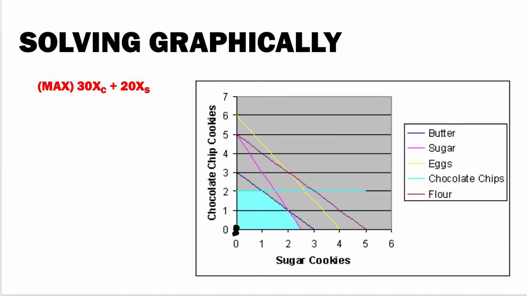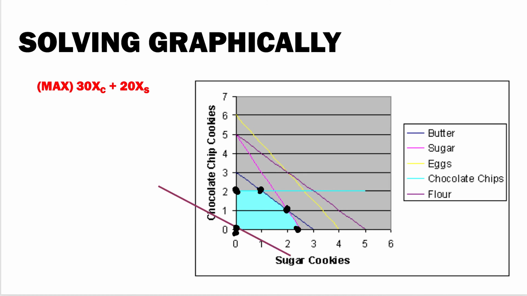Alright, so let's add these corner points. In this case, we have 5 constraint intersection points that make up our feasible solution space. And now, all we need to do is find the furthest point that our objective function would land on.